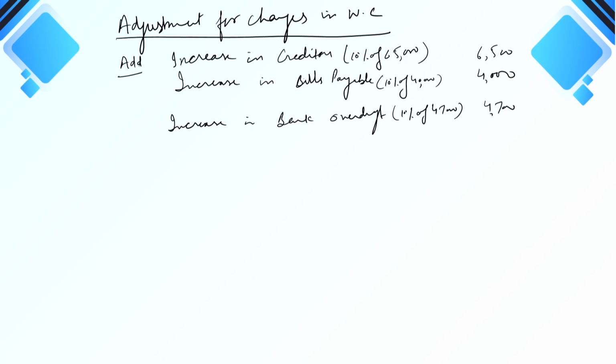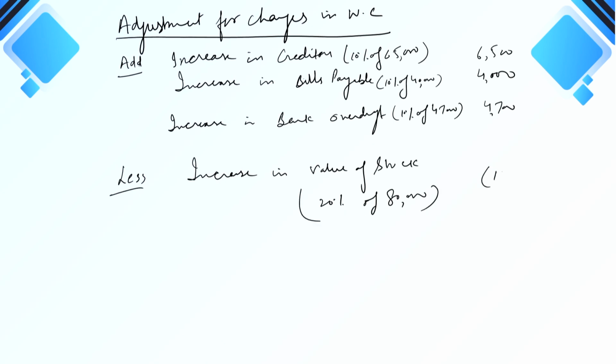And after that we are given the increase in stock. As we have added the increase in the current liabilities, it is obvious that we will subtract the increase in the value of stock, which is 20% of 80,000. So we will deduct this item of 16,000 here. And last, we are given the decrease in debtors. So as we added up the other items, we will take the decrease in debtors to be added into the working capital adjustments, that is rupees 7,000.